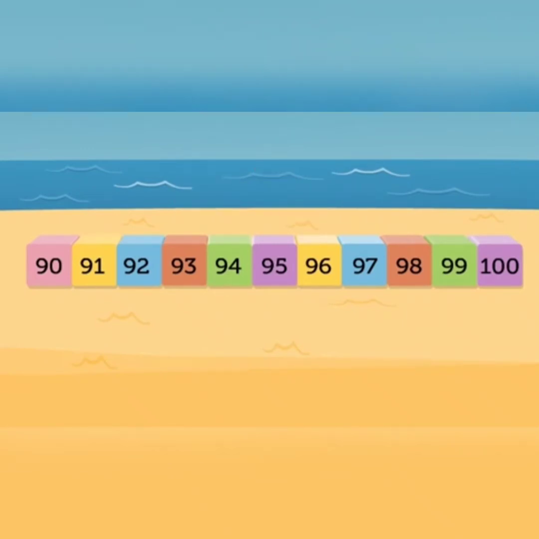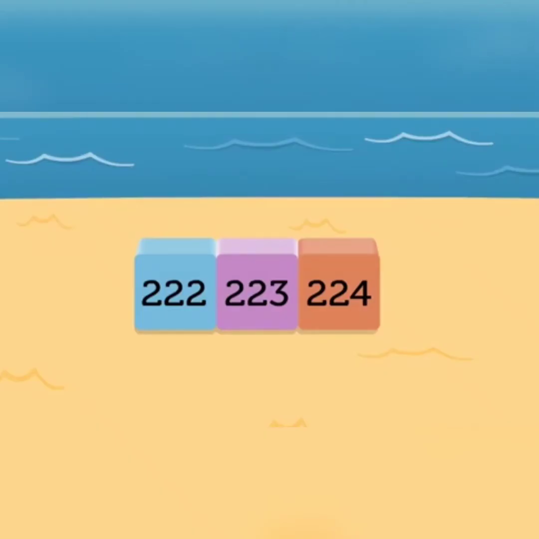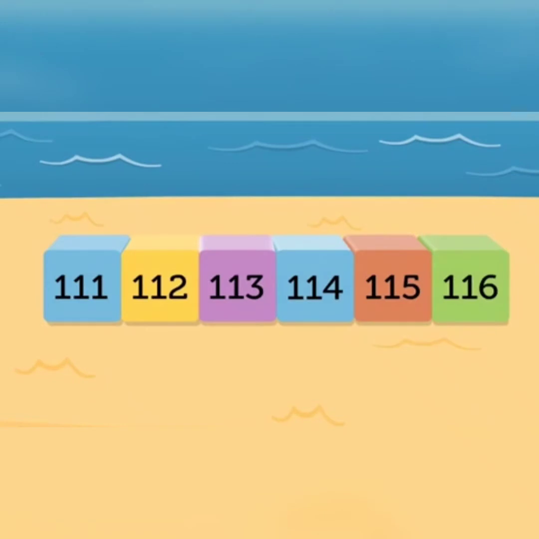Numbers that come in between any 2 numbers are called between numbers. Okay, here you can see numbers 222 and 224 on the blocks. Yes, which number is in between them? Yes, in between we can see 223.